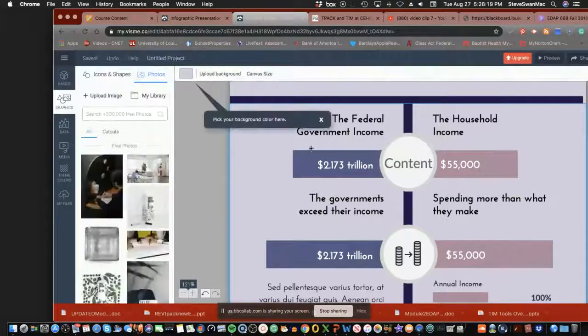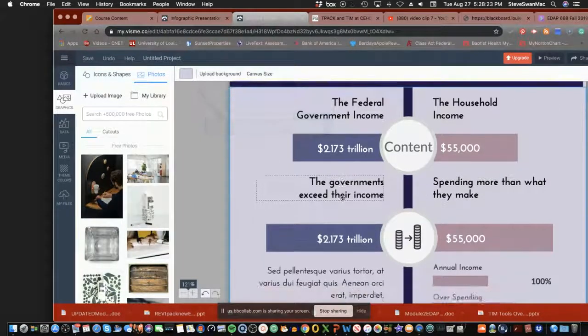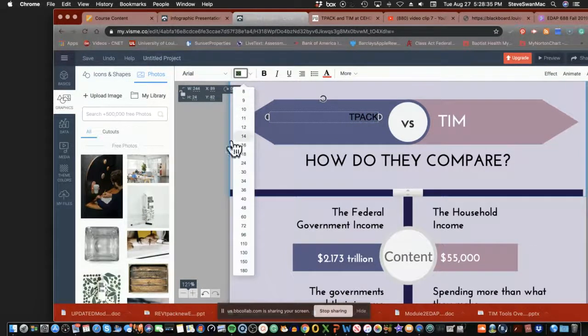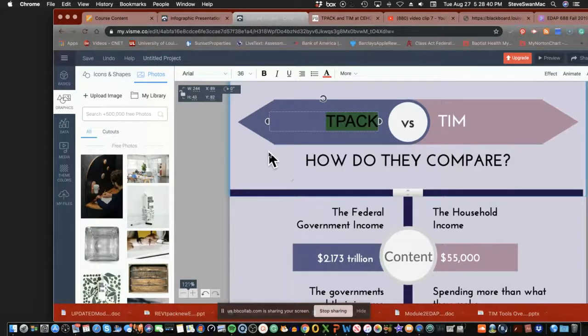Okay. So then I could go in here and do the differentiation between, so how does TPACK and how does TIM view content? Might want to come up here and clean this up a little bit, so they're the same. Font sizes come in here. This one looks to be about a 36. Yeah. Okay. You get it.